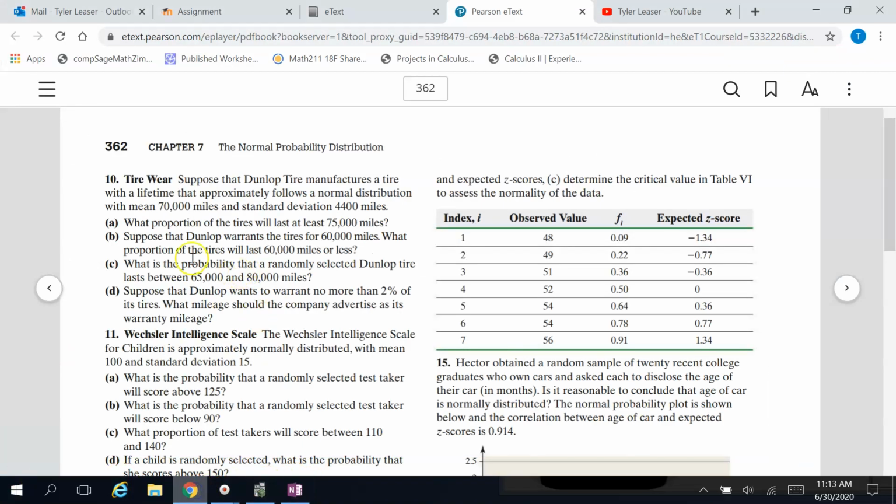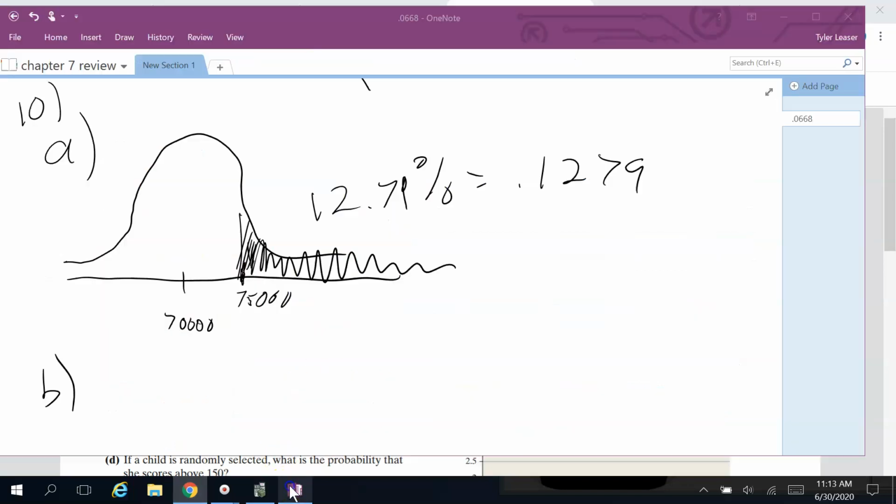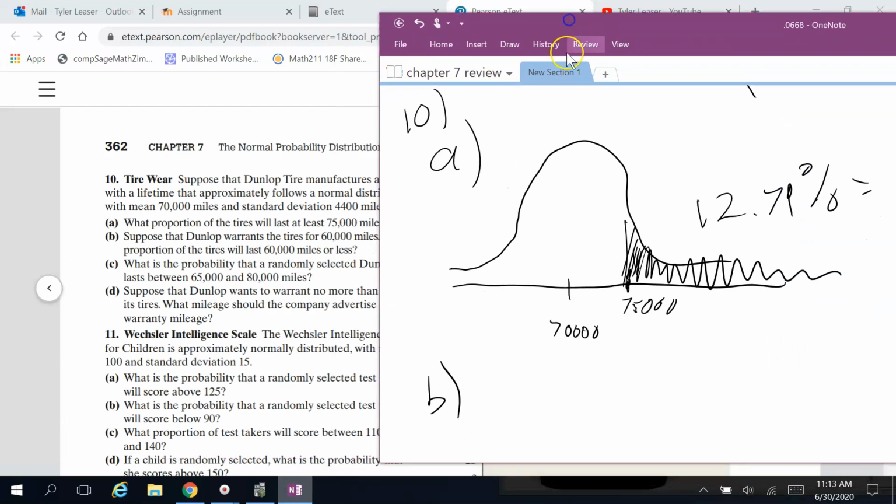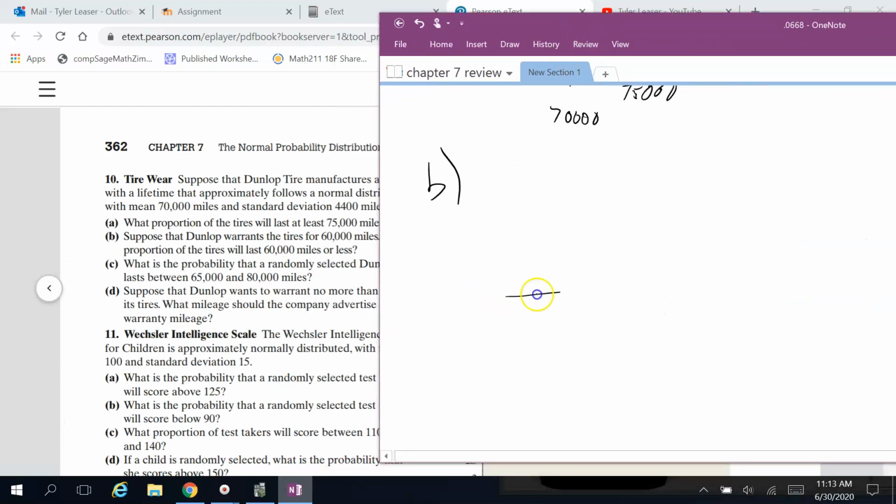So part B. Suppose that Dunlop warrants the tires for 70,000 miles. What proportion of the tires will last 60? Or sorry, I said 70,000. I meant 60,000. I'll start over. Suppose that Dunlop warrants the tire for 60,000 miles. What proportion of the tires will last 60,000 miles or less? Same kind of deal here. So I'm just going to redraw the picture.